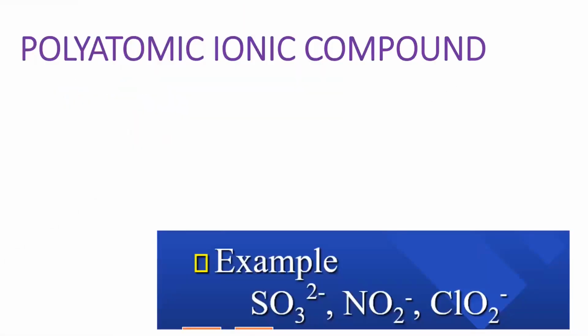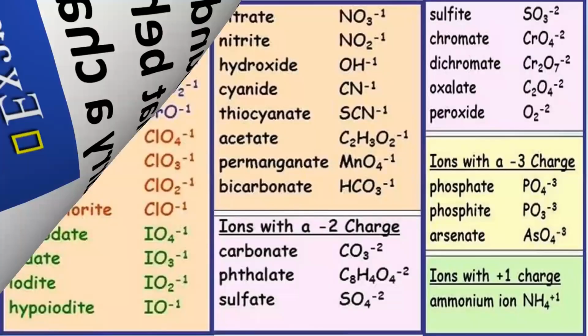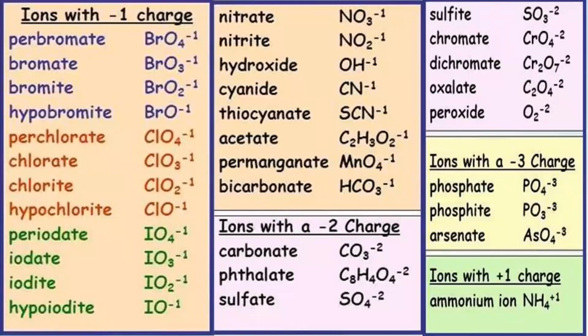They are called polyatomic ionic compounds because they are tightly bound groups of atoms that behave as a unit and they carry charges. These are the usual ones that we use in chemistry: the sulfate, the nitrate, and the chlorate. And there are some other examples here if you want to take note of the value of their charge.